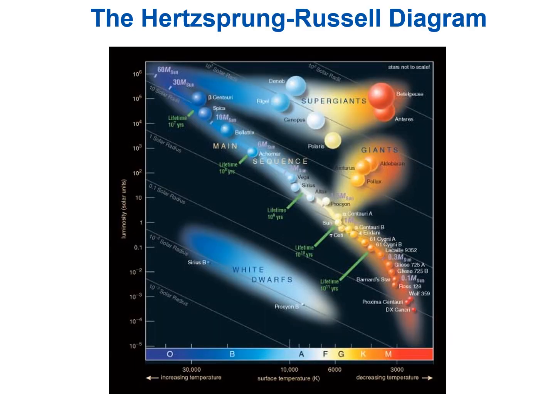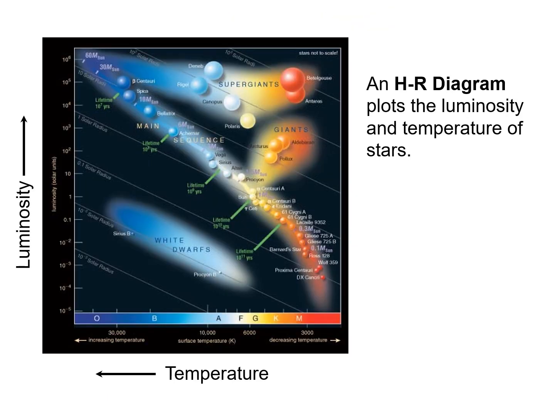I want to introduce you to the Hertzsprung-Russell diagram, or the HR diagram. The Danish astronomer Hertzsprung and American astronomer Russell independently, early in the 20th century, decided to make a graph of all the stellar data that they had, many thousands of stars, plotting their temperature versus luminosity to see what patterns they could find. So this is the Hertzsprung-Russell diagram, also known as the HR diagram. It plots luminosity and temperatures of stars.